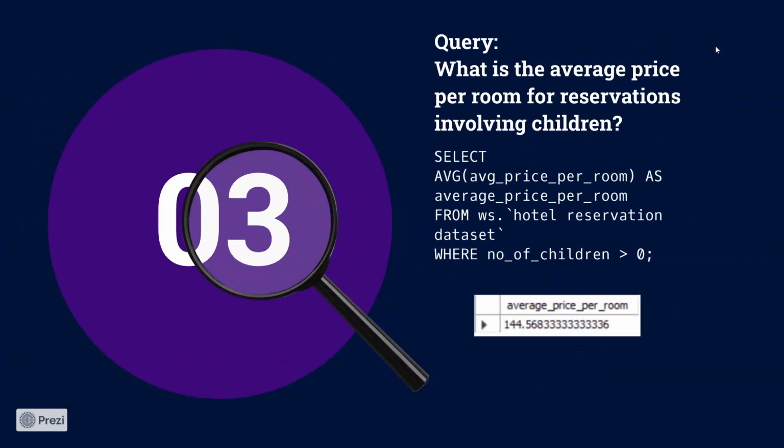Moving on with the third query, what is the average price per room for reservations involving children? I selected the average of the average price per room column as average price per room from the hotel reservation dataset where the number of children was greater than 0, so that it does not select any entry that does not contain any children.